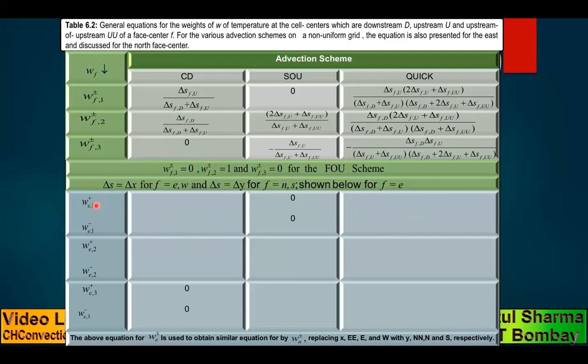Now, wherever I have the plus sign, and the plus and minus, I will substitute the appropriate capital U, capital D, and capital UU. Such as, in the east face, what is the upstream neighbor? Capital P. What is the downstream neighbor? Capital E, as shown here. This is capital P, this is capital E. When it is in a negative direction, what is the upstream neighbor? This is capital E, which is shown here.